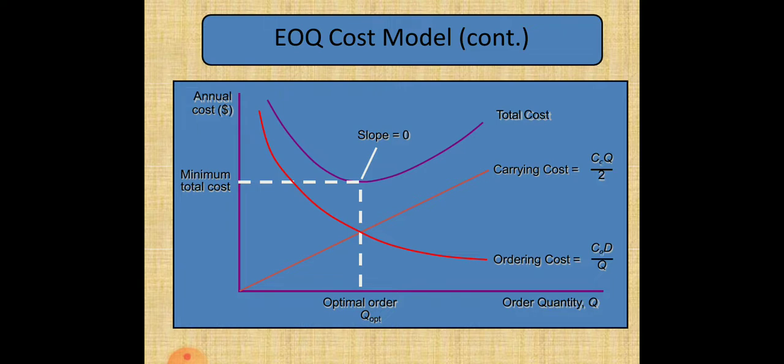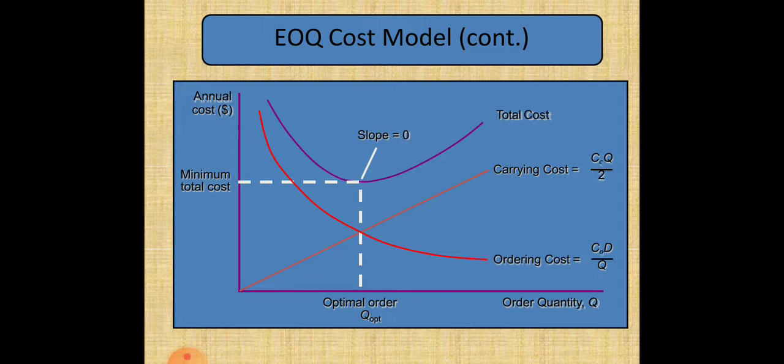So when we are ordering more, then we have to pay more storage cost. If we are ordering less, then there is less storage cost. When we are ordering frequently, then we have to pay more ordering cost. It means if we are ordering less quantity, then we have to place more orders. So the ordering cost is more with a greater number of orders.